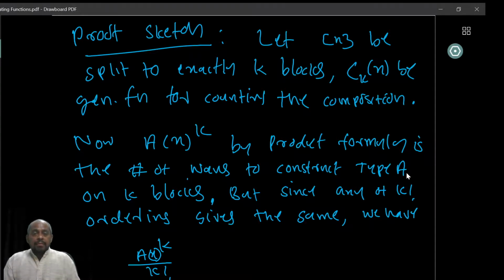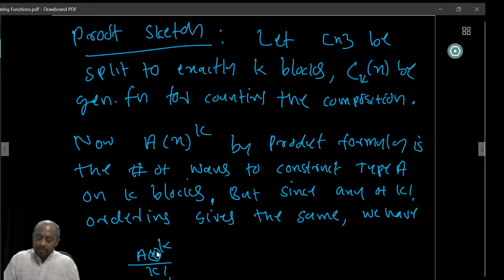But on the other hand, since we are making the same type of structure, it does not matter what the order is, because we are making type A structure on the first set, type A structure on the second set, type A structure on the third set, etc. So therefore we have to divide throughout by the number of possible permutations of this, which is k factorial, because there are k blocks. So therefore I have a(x) raised to k divided by k factorial.